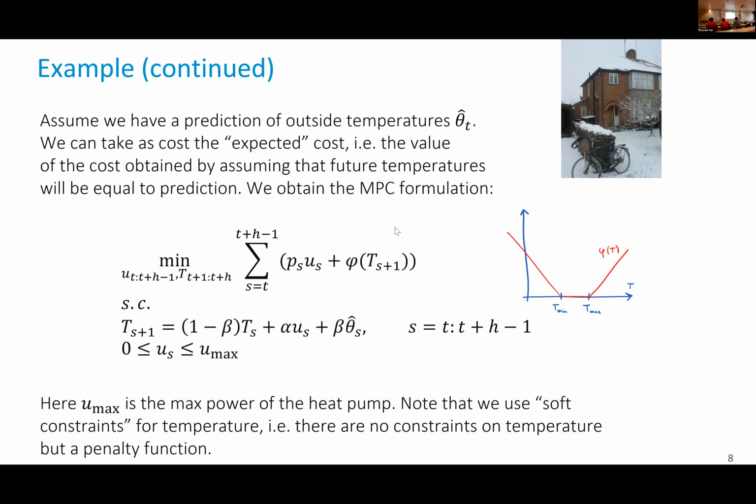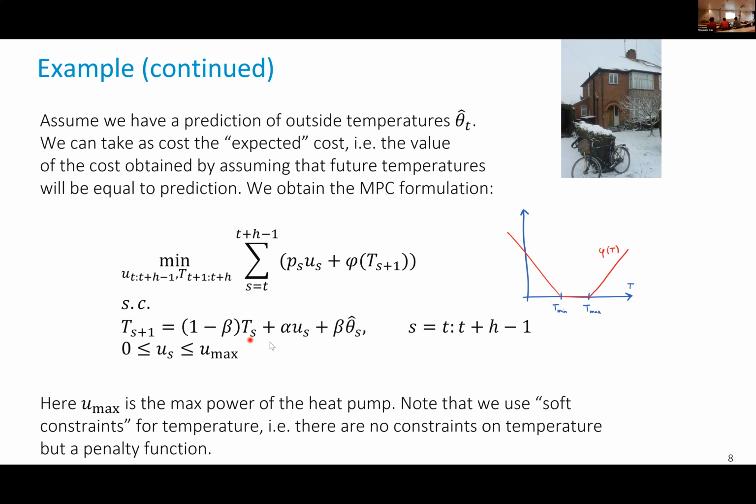So let's do this for this house here. We have to control over the horizon H. We have to control the power set points of the heat pump every minute, for example, which is already high speed for a heat pump. We want to minimize over the horizon the monetary cost, which is this, plus the penalty cost of the temperature that we will have as a result of our action.